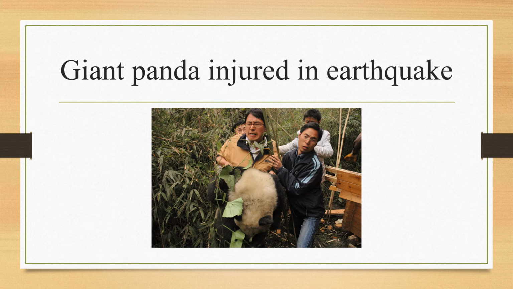Jiuzhaigou, a famous scenic spot in China, was wiped out by the earthquake, and at the same time, the earthquake also led to the loss of 5.93% of the giant pandas. The impact of this earthquake was mainly regional, and it had a huge impact on the hydrosphere, lithosphere, and biosphere in Sichuan province, China.